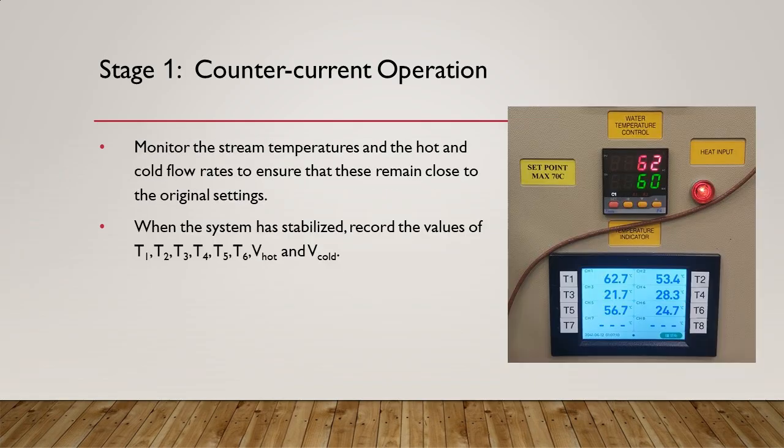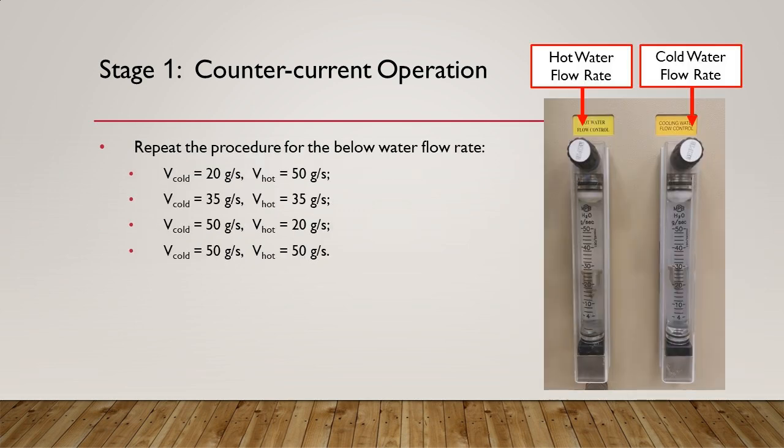Check the stream temperatures and the hot and cold flow rates to ensure that these remain close to the original settings. When the system has stabilized with hot water temperature reached 60 degrees Celsius, record the water temperatures and water flow rates. Repeat the procedures with adjusting the water flow rates as below and record the water temperatures.